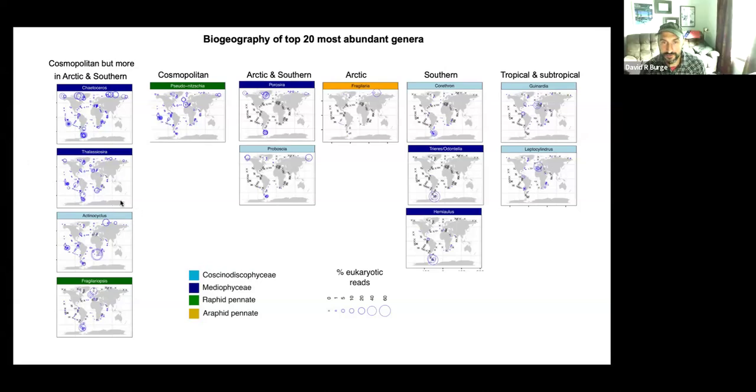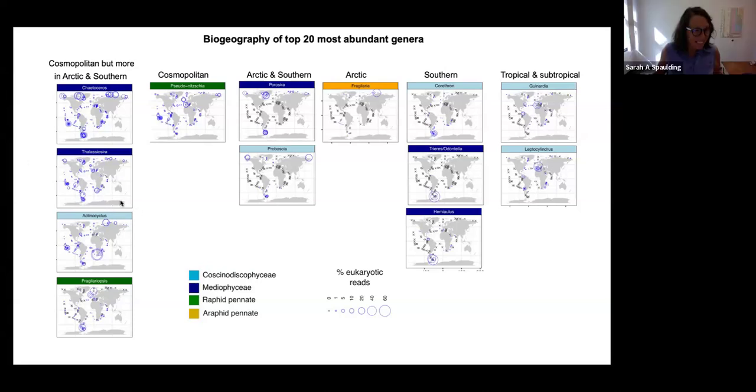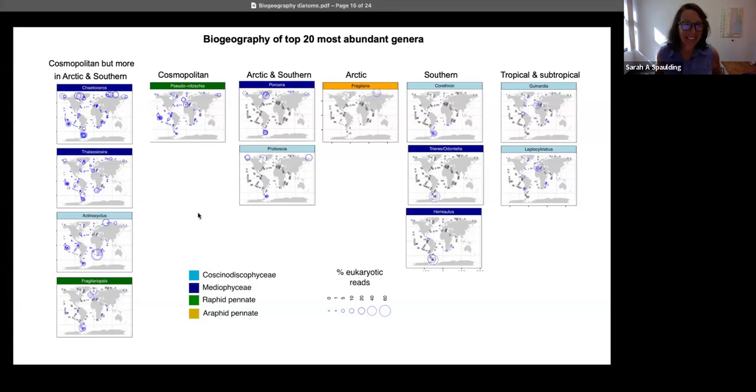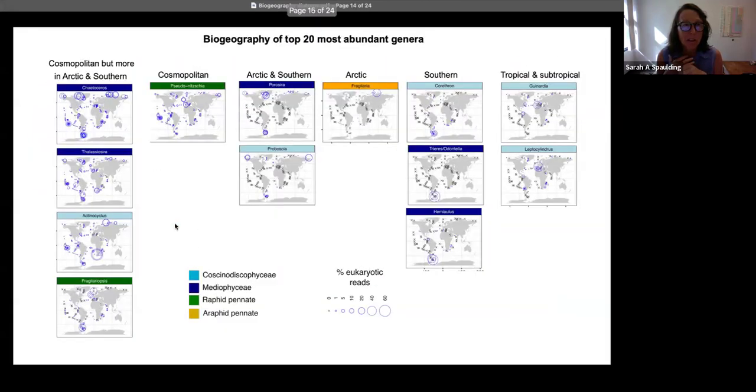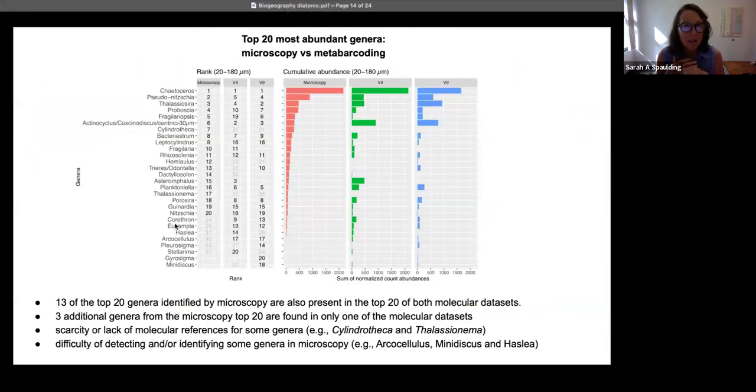Sarah, you have a question? I do. Yeah, Juan, thank you for a terrific talk. This is just really fascinating. And at the beginning, you talked about how these samples are also worked on in light microscopy. Are those materials archived for future work?